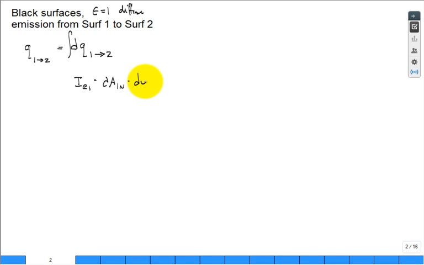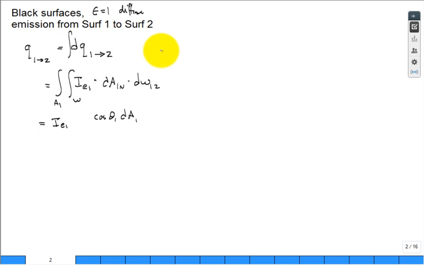And then d omega. What's d omega? This is the solid angle from 1 to 2, the little solid angle. So we're going to integrate over all the solid angles and integrate over all the areas of 1. Let's expand this out. I_E1 can come outside the integral because it's a constant for a diffuse emitter. And then we have dA1, that's going to be the cosine of theta 1 times dA1.